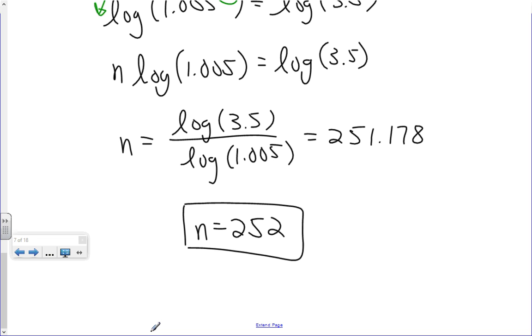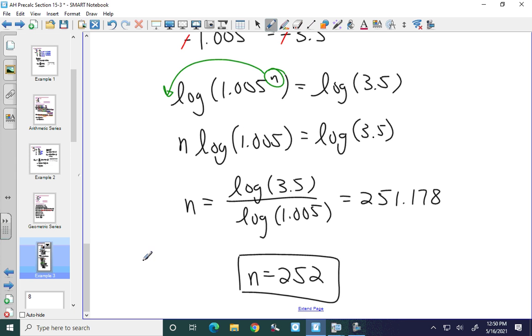That right there is the end of what they asked us to do in Part B, right? How long does it take? Yeah, just how many deposits are we going to have to make? All right, and that actually is the end of Part 1 here of Section 15.3.